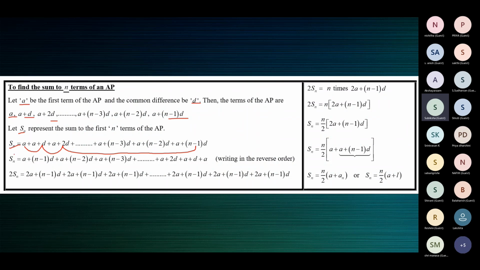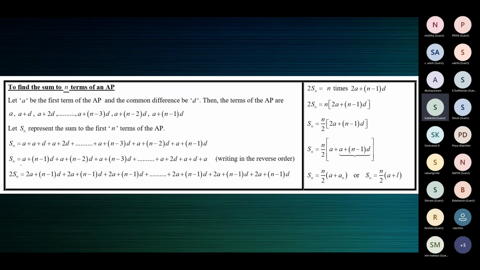Now we'll write the same thing in the reverse order. You can find the sum anyway. If you want to find 1 plus 2 plus 3, you can also find 3 plus 2 plus 1. Both are the same. The sum is the same, so we're writing the same sum in the reverse order.